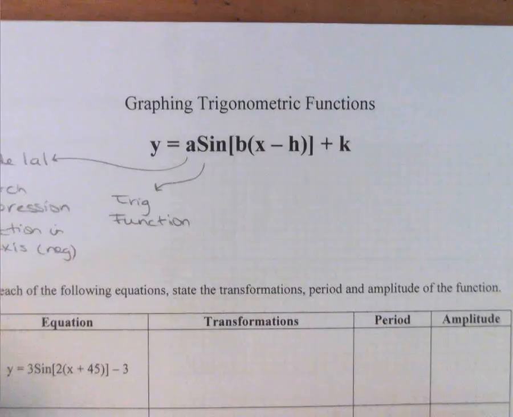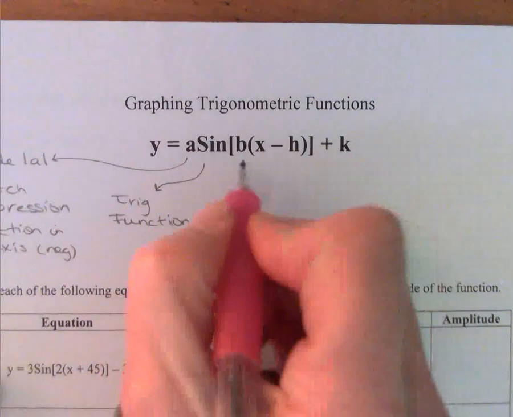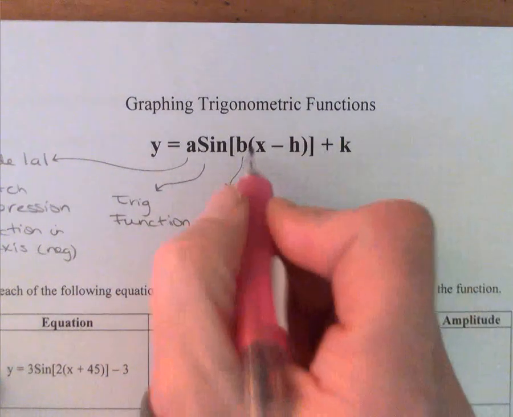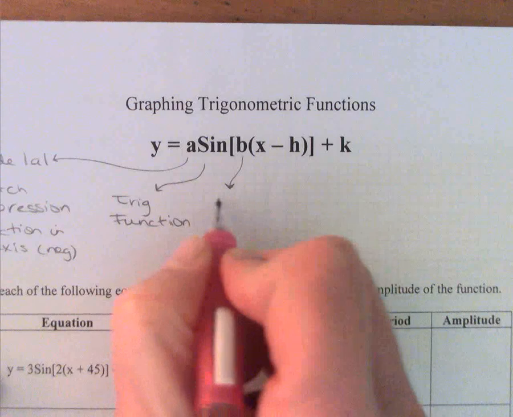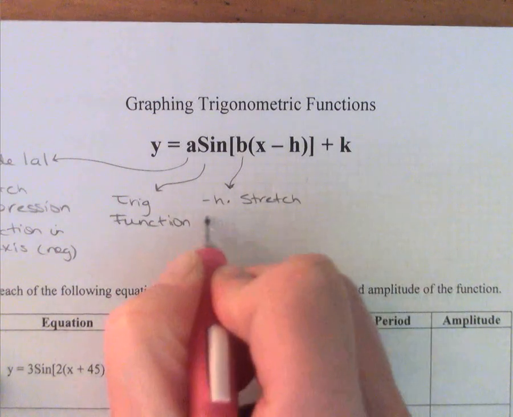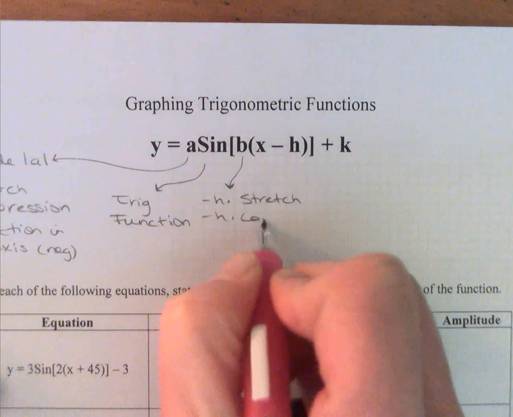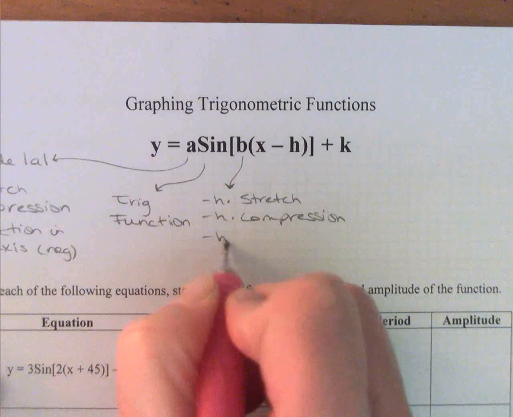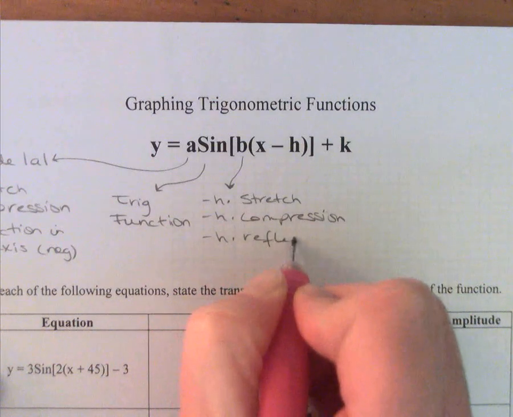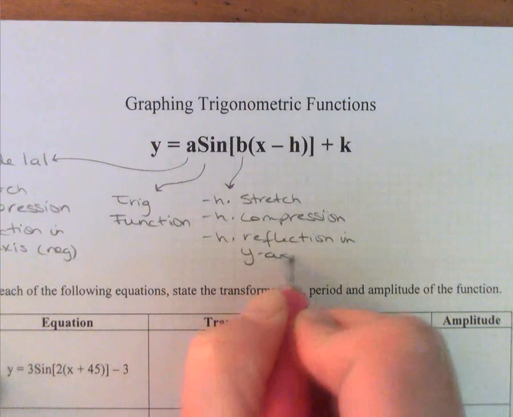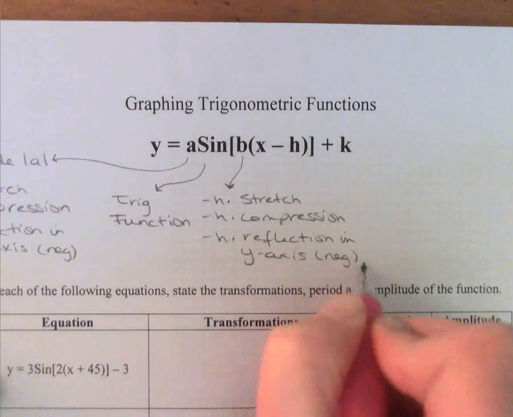New is this B value. So this B value will do my horizontal stretches, compressions, or reflections. So we talked about how there could be some horizontal ones. So this is going to be my horizontal stretch, my horizontal compression, or my horizontal reflection, this time in the y-axis if there's a negative.